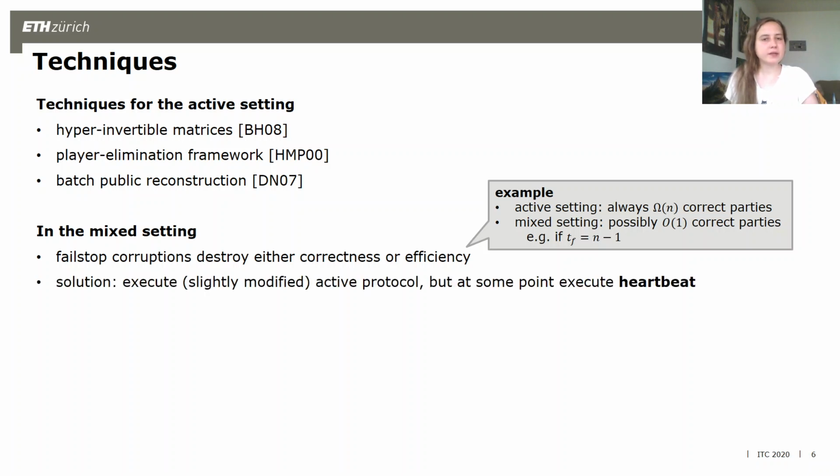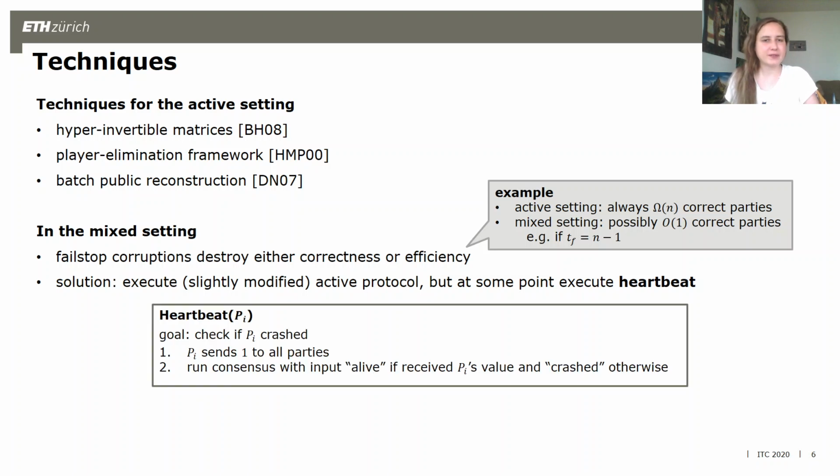Our solution is to execute this maybe slightly modified active protocol, but without adjusting the parameters to preserve correctness. But every now and then, we will execute this heartbeat protocol. And this is so simple that I can even put this on the slide. So the goal is to check if some party PI crashed during the previous active protocol. And for this, PI sends some value, say 1, to all parties. And then parties run consensus with input alive if they received the value and crashed if not.